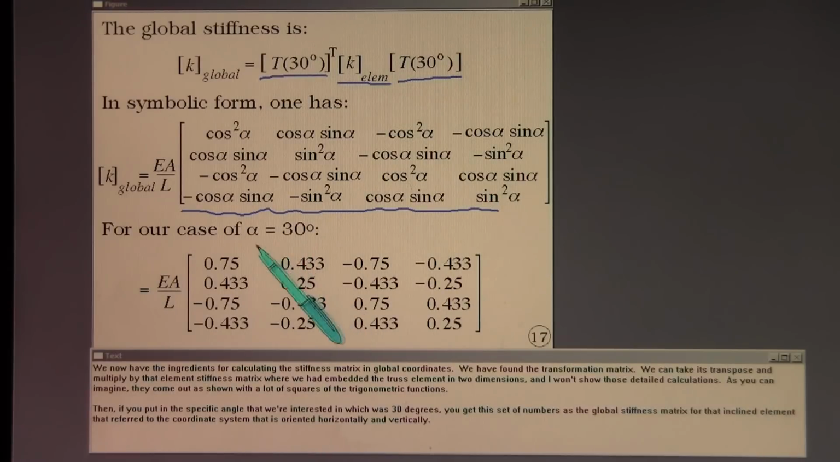Then if you put in the specific angle that we're interested in, which was 30 degrees, you get this set of numbers as the global stiffness matrix for that inclined element, but referred to the coordinate system that is oriented horizontally and vertically.